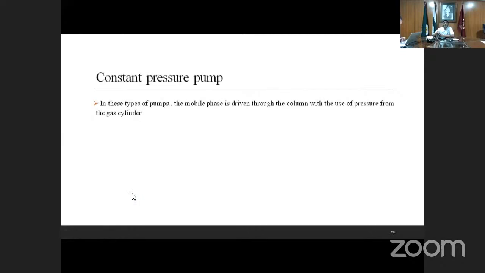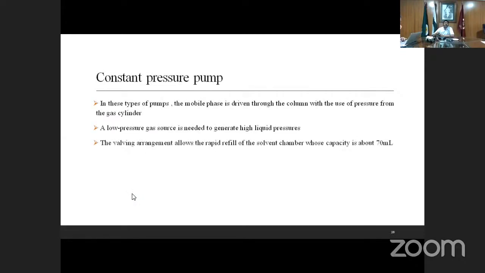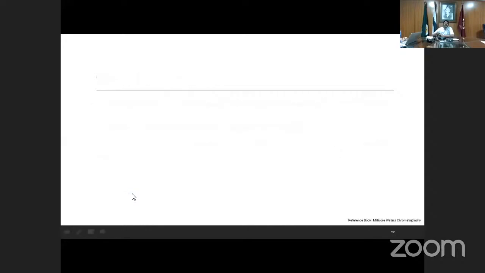The third kind of pump is the constant pressure pump. In this type of pump, the mobile phase is driven through the column with the use of pressure from a gas cylinder. A low pressure gas source is needed to generate high liquid pressure. The valving arrangement allows rapid refill of the solvent chamber, whose capacity is about 70 ml. This provides a constant flow rate.